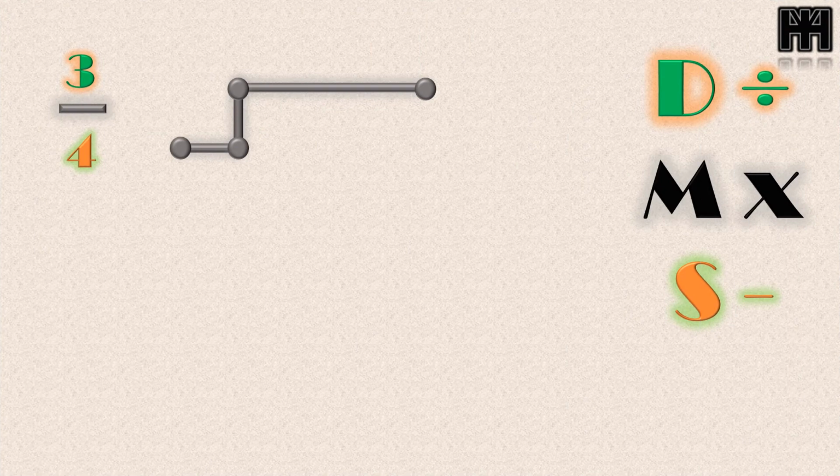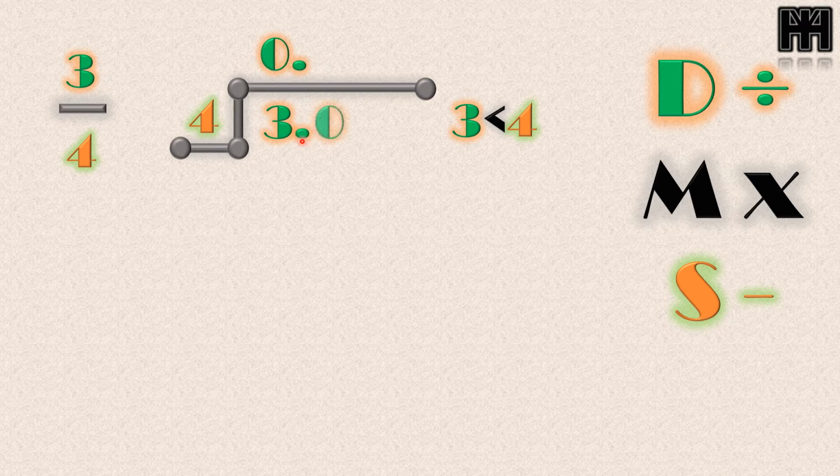Three over 4. 3 is the numerator and 4 is the denominator. 4 will stay here and 3 will stay here. First step, divide, multiply, subtract. 3 is smaller than 4, so we'll have the 0 here, 0 point, and we'll have this decimal point here. We can have as many zeros after the decimal, but we will remove this decimal point for now to make our calculations easier.